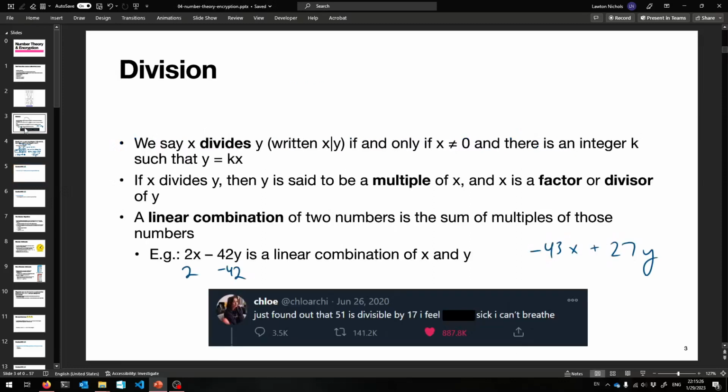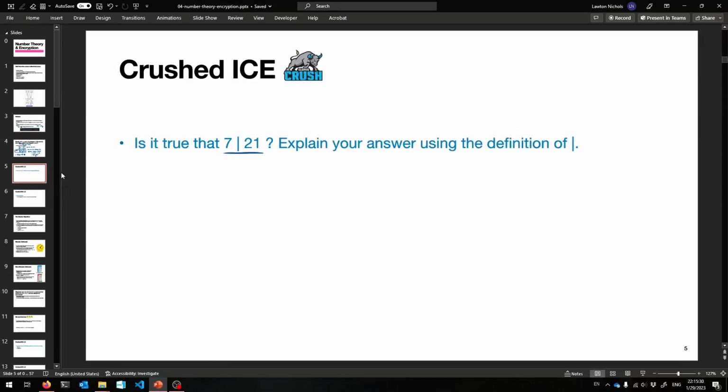Maybe go back to this slide with the definition. You can pause it here if you'd like. But is it true that 7 divides 21? Yes or no? And I'd like you to explain your answer using that definition. All right, so give that a try. I think it's pretty obvious that yes, of course 7 divides 21, but why? Why is this the answer?